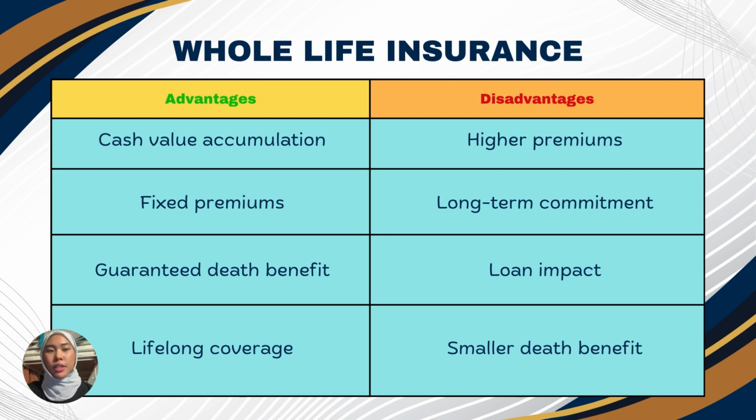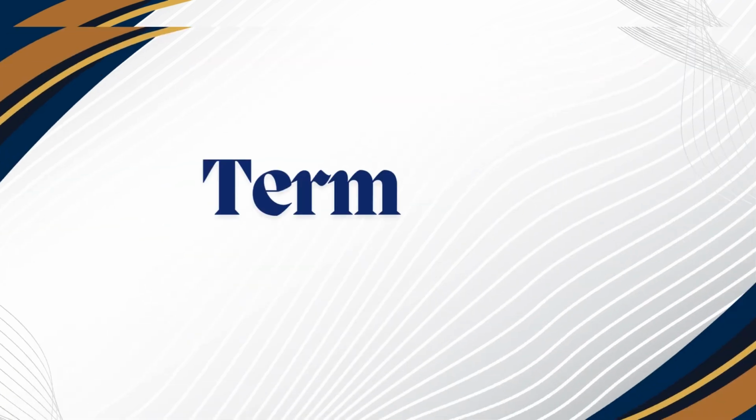But the disadvantage is the higher premiums. Whole life premiums are significantly higher than those for term life insurance, making it less affordable for some individuals. Next, long-term commitment. Whole life insurance is a long-term financial commitment. Those who want to take this insurance are advised to think carefully. Next, loan impact. While the insured can borrow against the cash value, unpaid loans and interest reduce the death benefit. And lastly, whole life insurance is not always necessary. For those with temporary financial responsibility, term life insurance might be more suitable than whole life insurance.